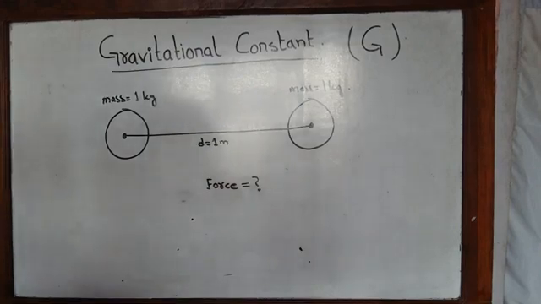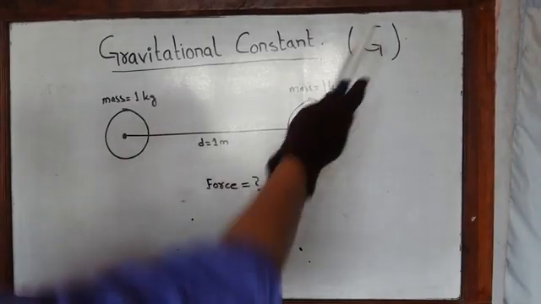Dear students, in today's class we will learn about the gravitational constant. This gravitational constant is also called the universal constant. It is denoted by a capital letter G, as you can see here.